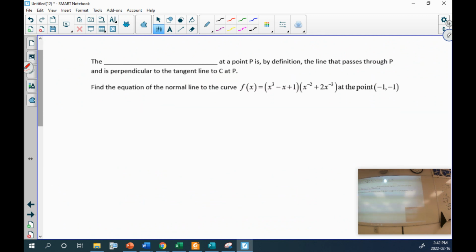And so, terminology here, the normal line at a point P is one that passes through the point P and is perpendicular to the tangent line to the curve at P. So here's our curve. If that's our tangent line, our normal line is perpendicular to that. So what do we know about slopes of perpendicular lines? What do they involve? Negative reciprocal.